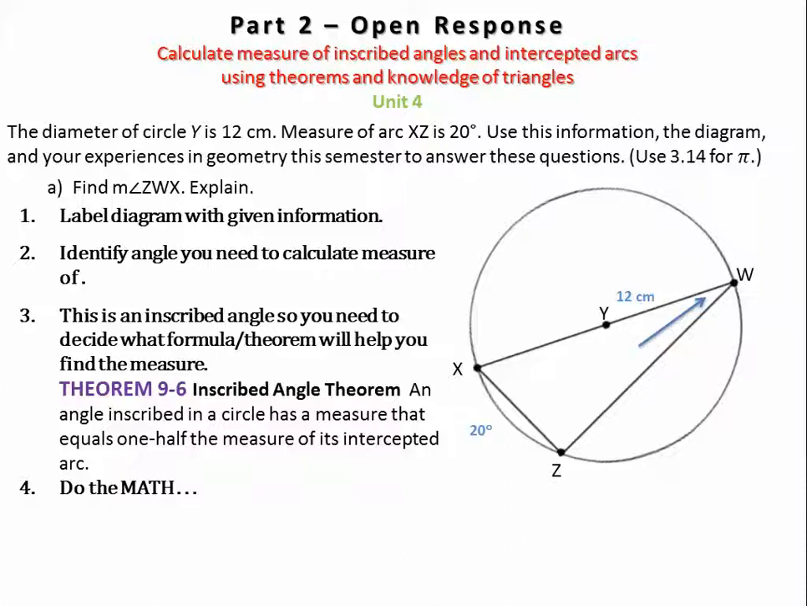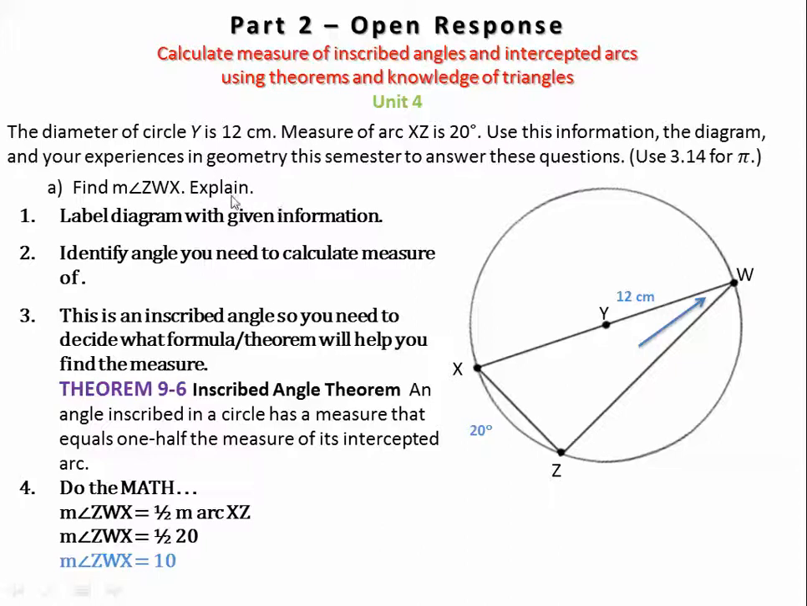So now all we got to do is the math. We got to take the measure of ZWX equals half the measure of arc XZ, which they gave us the measure for. So we know it's going to be half of 20. So the measure of angle ZWX is going to equal 10.